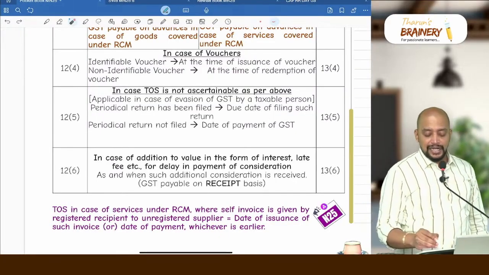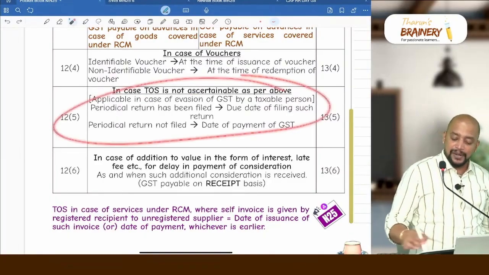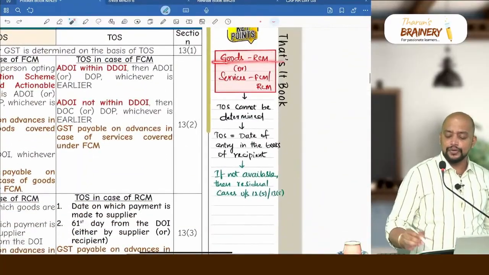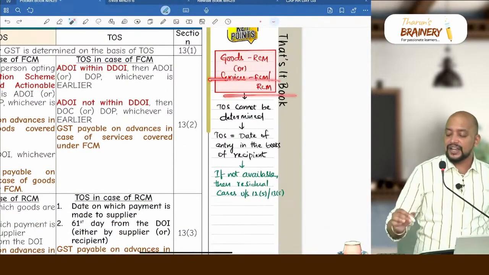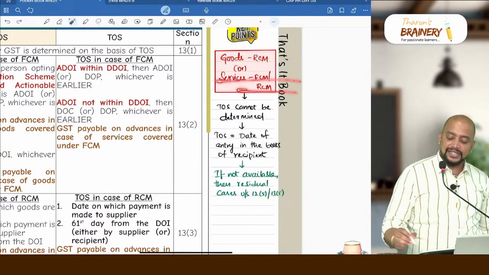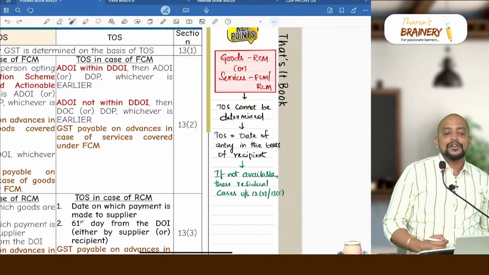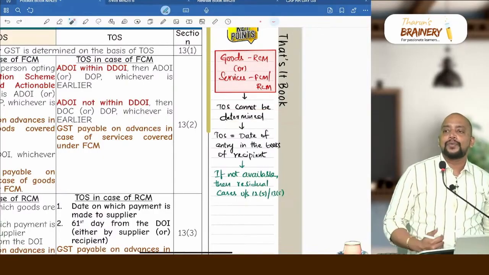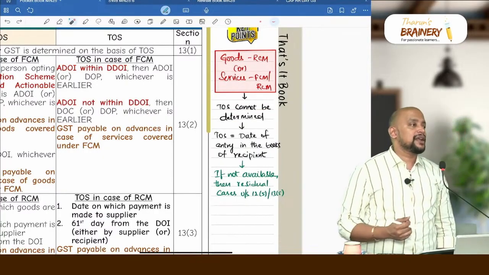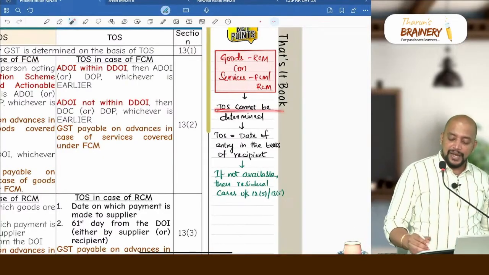Then in residual cases, before applying residual cases, there is one more point. You can write that there. In case of goods under RCM, in case of service under FCM or RCM, if time of supply cannot be determined. Why can time of supply not be determined? Maybe you don't know one date. The date on which goods are received is not known, or the date on which payment is made to supplier is not known, or one date is not known here. Simple. In that case, time of supply cannot be determined.